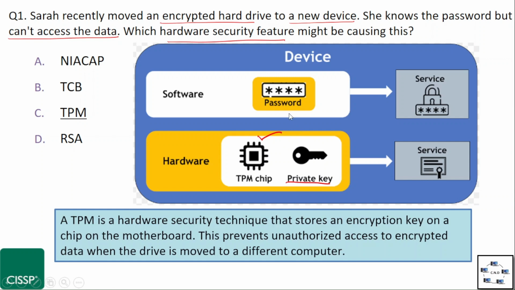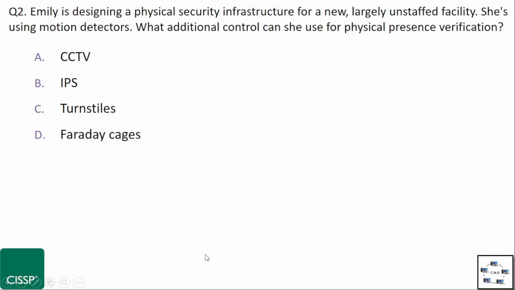So in case you encrypt your hard drive or your data with this TPM chip using this private key, and if your hard drive is stolen, then it is of no use to the person that stole the hard drive because he or she cannot get this private key unless he or she also steals your device or the server or the computer as well. So a TPM is a hardware security technique that stores an encryption key on a chip on the motherboard. This prevents unauthorized access to encrypted data when the hard drive is moved to a different computer.